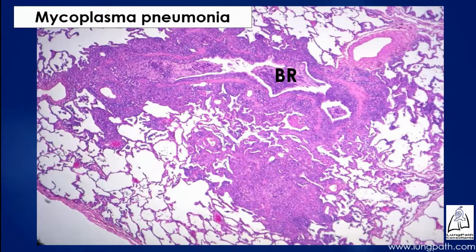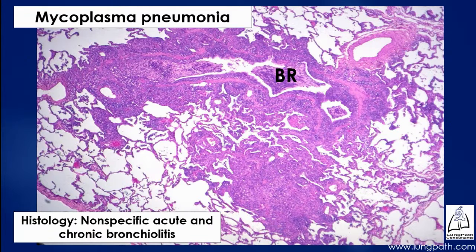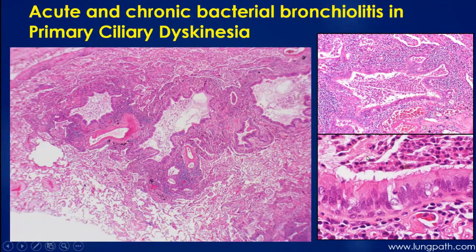Mycoplasma pneumonia is another good cause of a cellular bronchiolitis. There's nothing very specific about that. Again, you're going to say, okay, this is a nonspecific acute and chronic cellular bronchiolitis, and go back to that differential from the prior slide as to what the possible causes could be. Primary ciliary dyskinesia is a condition that predisposes people to recurrent bacterial infections, and it's no big surprise that the major pathologic findings would be airway-centered inflammation secondary to bacterial infection, here an acute and chronic bacterial bronchiolitis. Nothing specific about it. The history is what helps make the diagnosis, and cultures, of course.